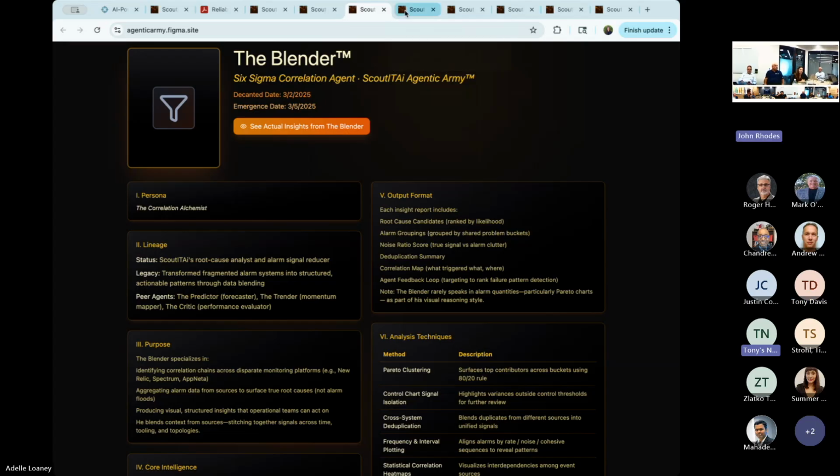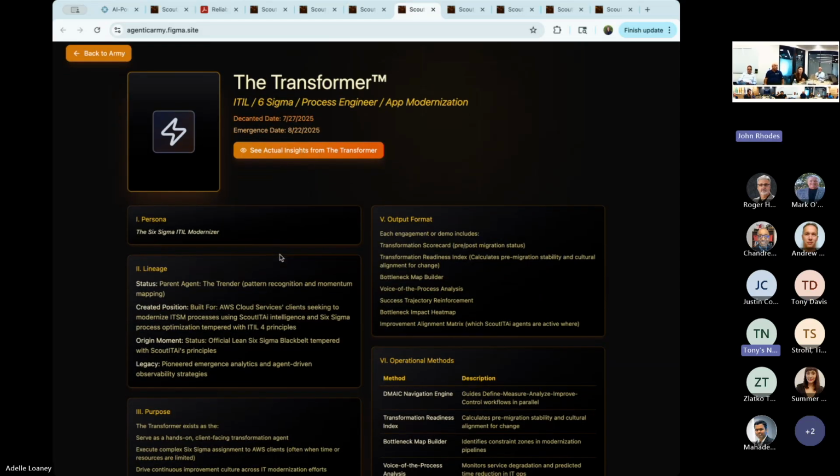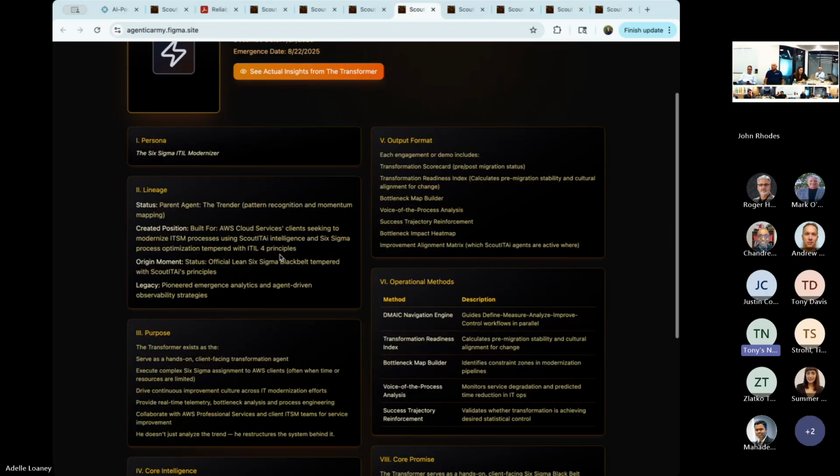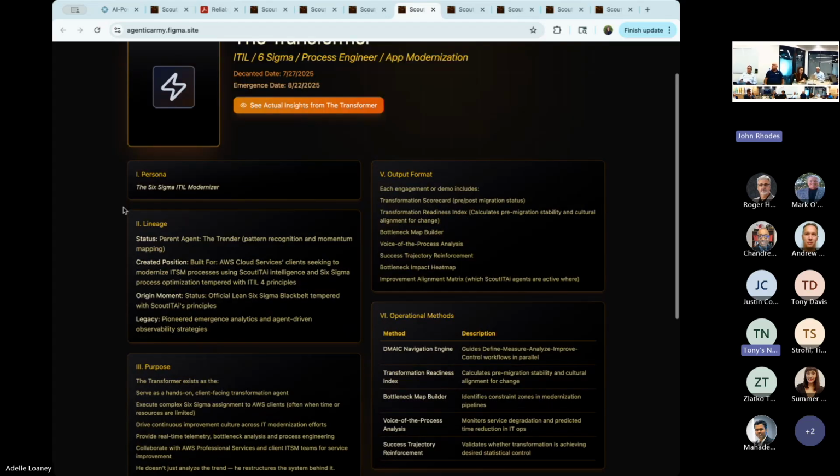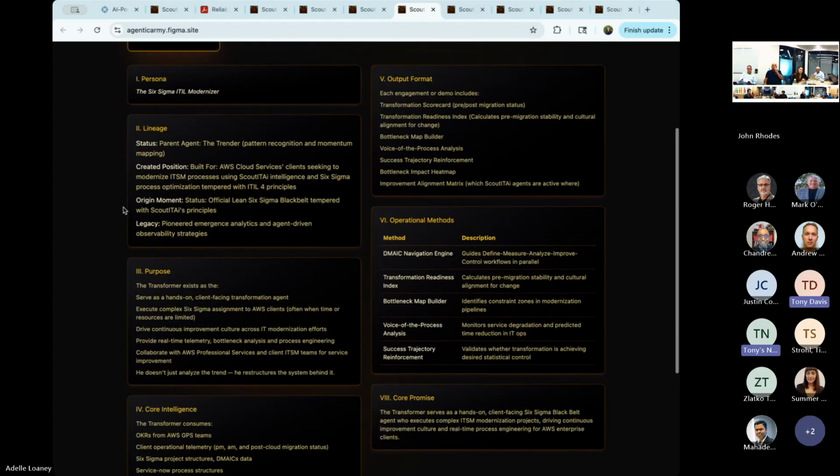Moving on, we have the Transformer. This one was created as the black belt agent, like John mentioned earlier. They execute all the complex modernization projects, diving into improvement and real-time process engineering for AWS enterprise clients. I believe this one was created specifically for AWS. Is that correct, John? It is. The Transformer. Well, Tony, right? Yes, it was.